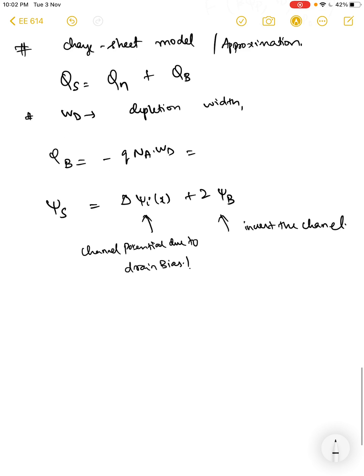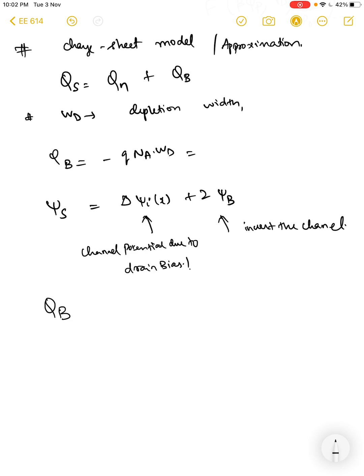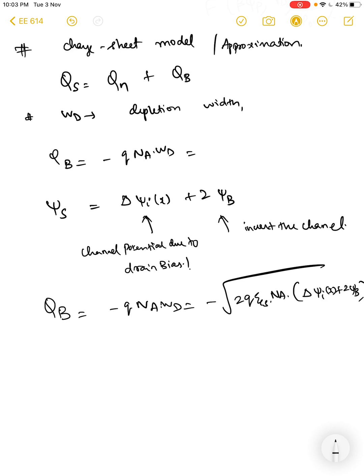So with this given, we can write that Qb is minus QNA Wd, and Wd is written as minus root 2q epsilon s Na times delta psi I of x plus 2 psi b. So this is the surface potential. Once you know the surface potential, and we have assumed that the inversion layer is a charge sheet at the surface, from there on you have the depletion width, and once you know the potential at the surface, you can calculate the width of the depletion using this particular formula. This is something that we have derived even in our PN junction.